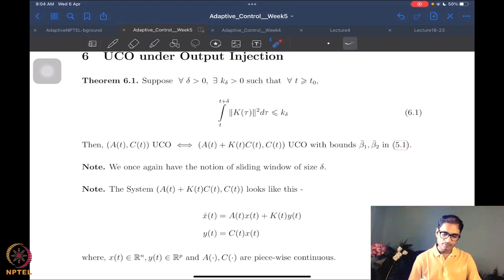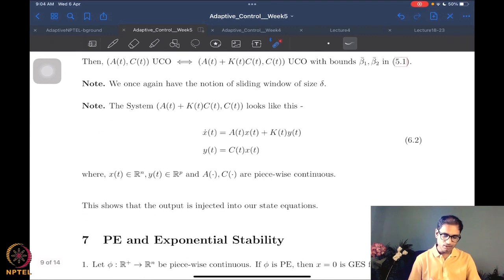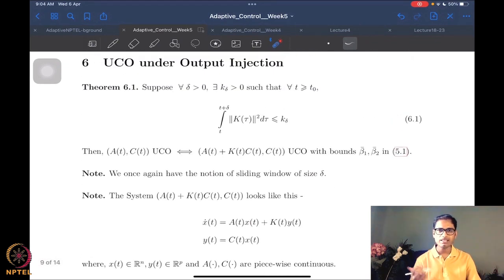And of course, we just used different notation for the bounds. The bounds for AC were denoted beta 1 and beta 2 in equation 5.1. But here we denote them with beta 1 bar and beta 2 bar, just to differentiate, because the bounds are going to be different, of course. The bounds are not the same. They're both still UCO. All right. And of course, here we are assuming that A and C matrices are piecewise continuous and so on and so forth. So some basic regularity assumptions, of course.